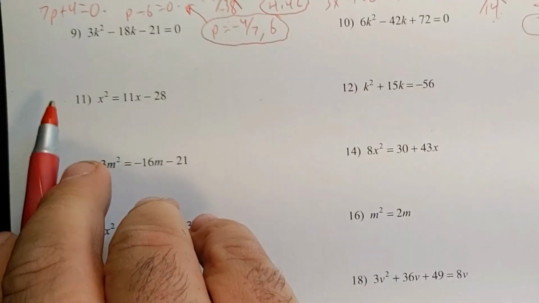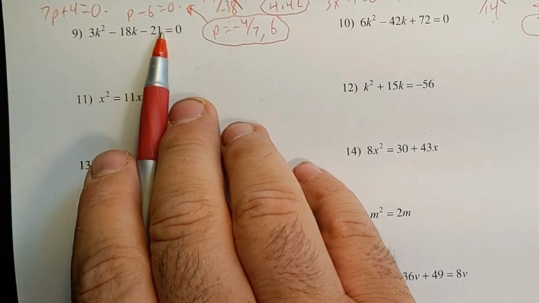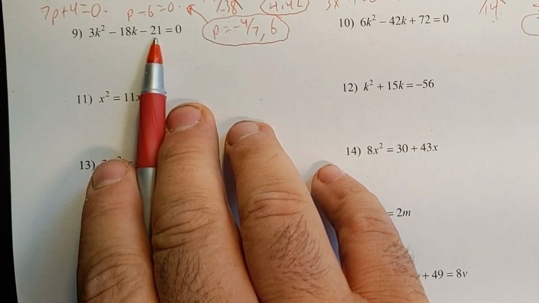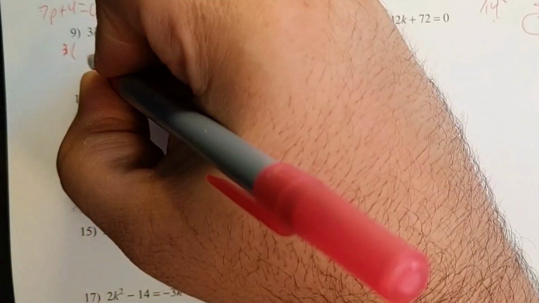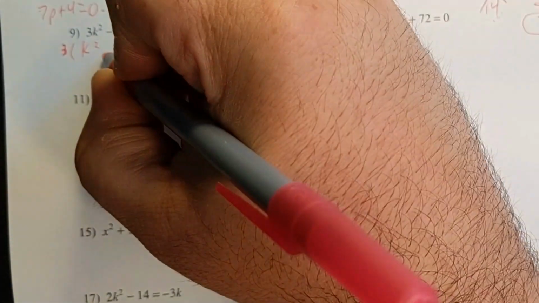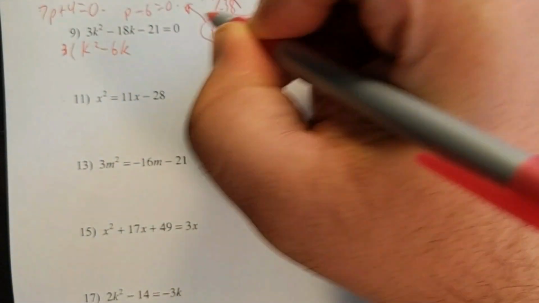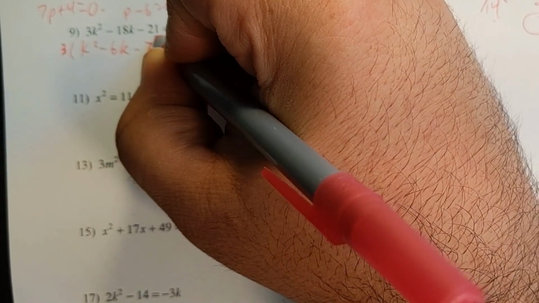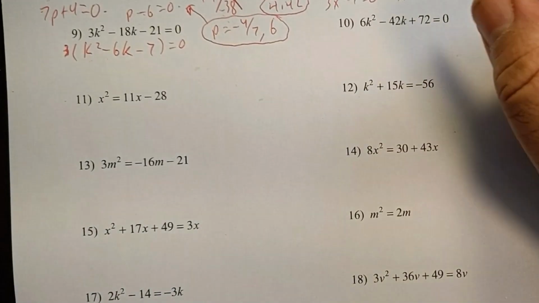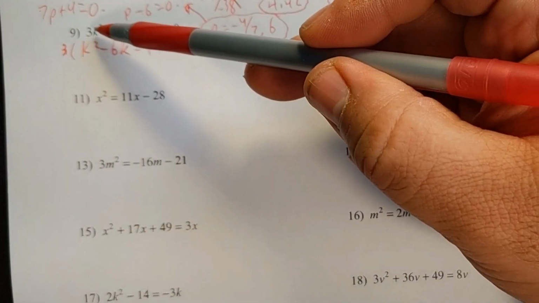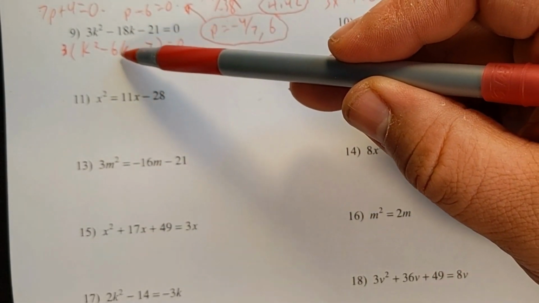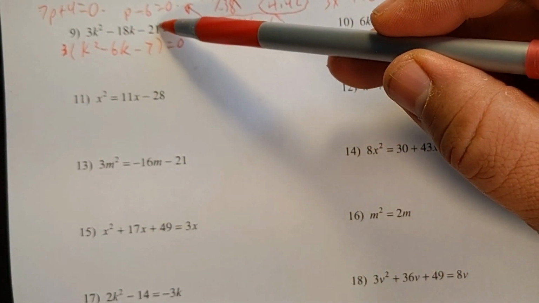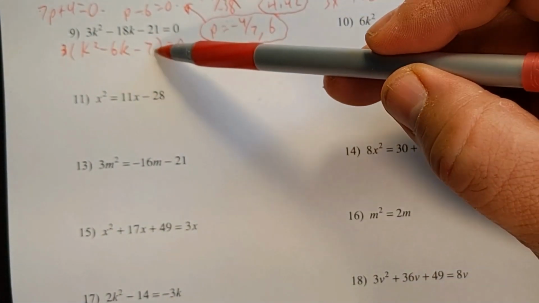For number 9, 3, 18, and 21 can all be divided by 3. So if you factor a 3 out, you're going to get k squared minus 6k minus 7 equal to 0. So I divided 3k squared by 3, got k squared. Negative 18k divided by 3, got negative 6k. Negative 21 divided by 3, negative 7.